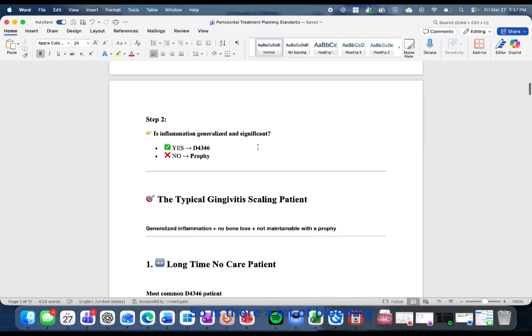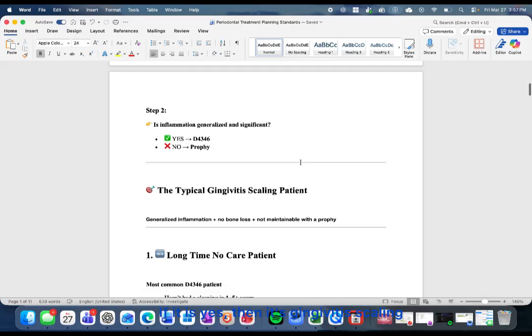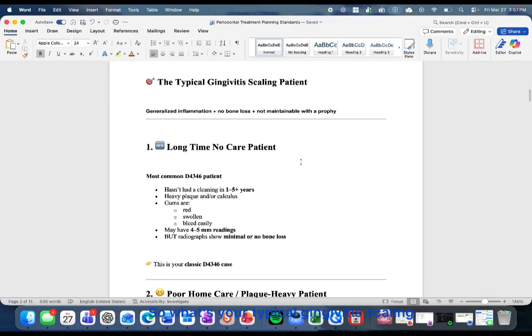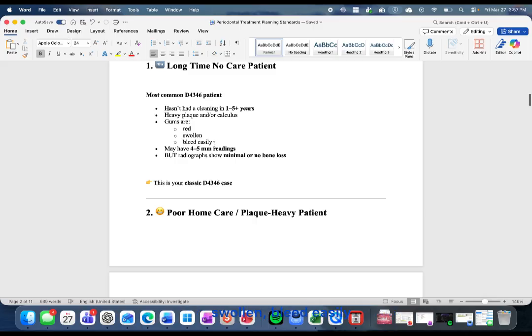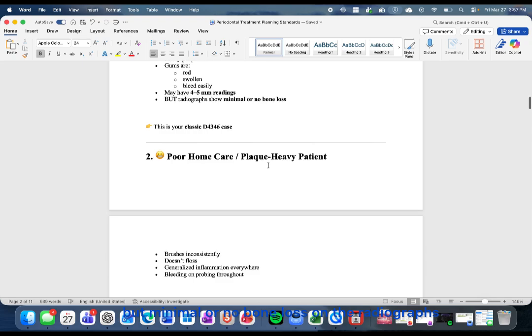So is there a lot of bleeding? Are the gums really puffy? If it is yes, then it's gingivitis scaling, right? So what's your typical gingivitis scaling patient going to look like? Maybe they haven't been to the dentist for 1 to 5 years. Gums are red, swollen, bleed easily. They may have some 5 millimeter pocketing, but minimal or no bone loss on the radiographs.